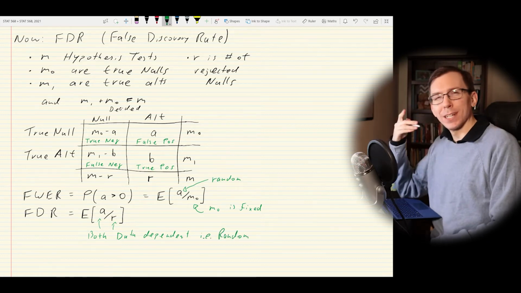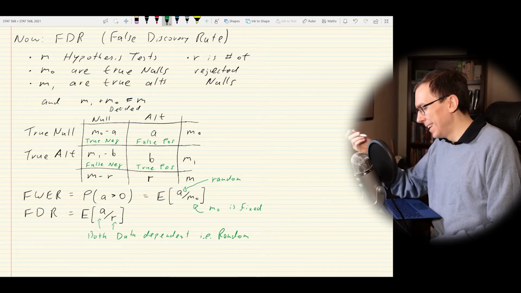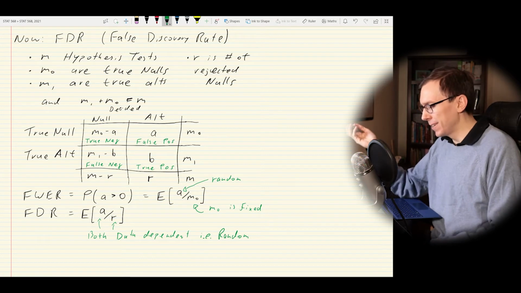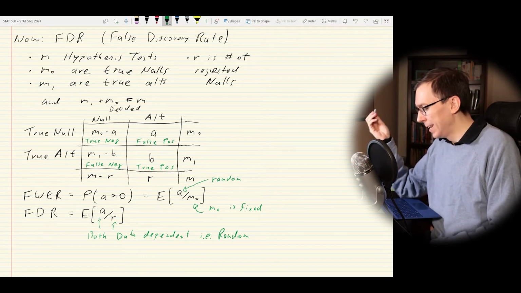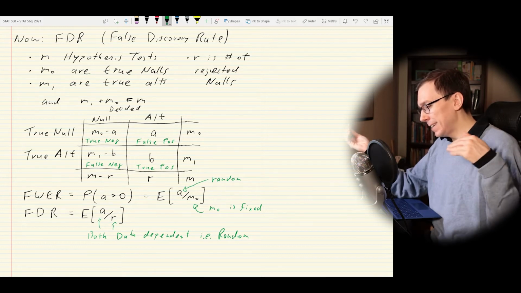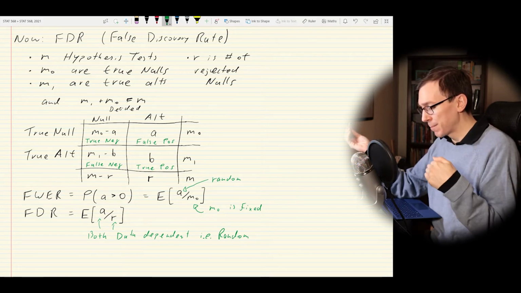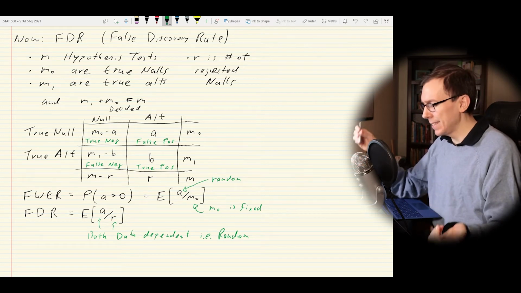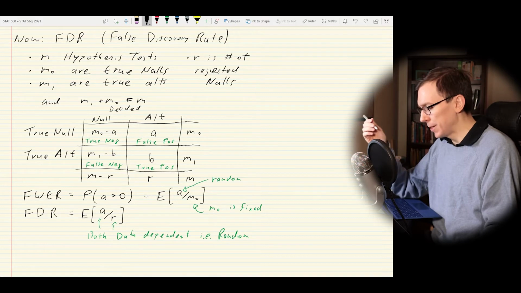Which means we have to work a little bit harder, because if something's M naught is not random, we don't even have to worry about the expected value of it unless we decide to be Bayesian. But in this case, both the number of false rejections and the total number of rejections are random variables that we have to figure out how to deal with. So mathematically, this is a bit trickier.